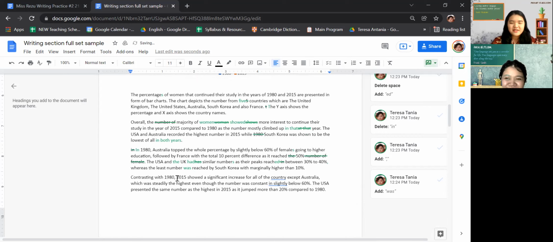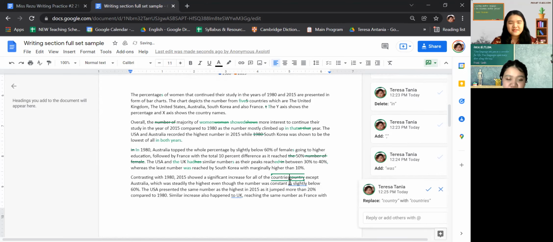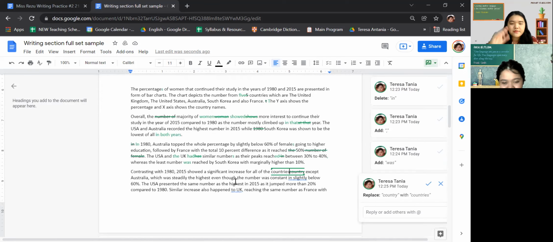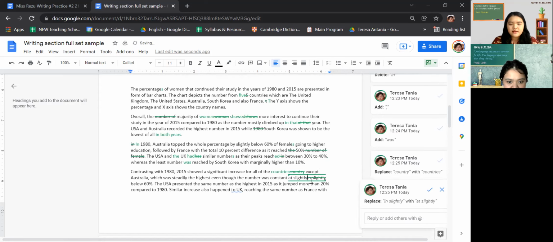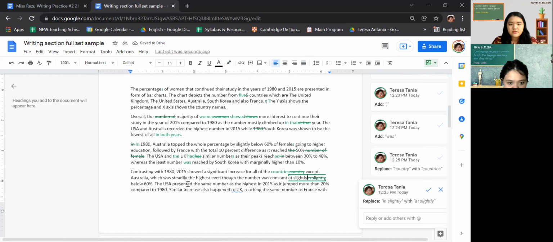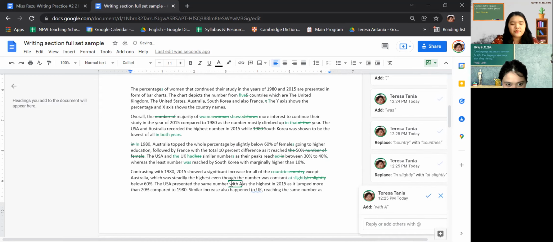"Contrasting with 1880, 2015 showed a significant increase for all the countries. Except" - what's wrong with you? In this practice, you made lots of agreement mistakes. Oh my god. "We studied the highest even too. Okay. Until the number was constant at slightly below 60. They use a percentage same number with Australia, just to make it clear, as the highest integer."